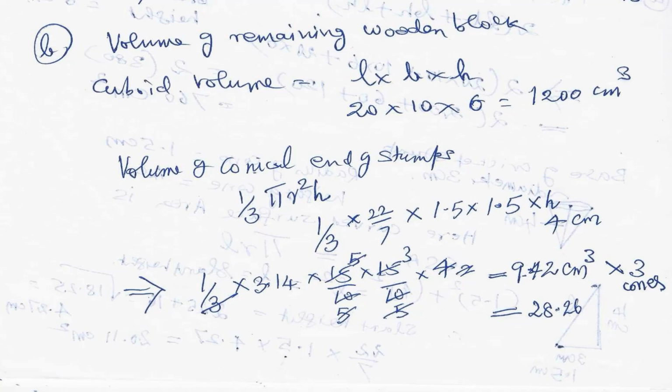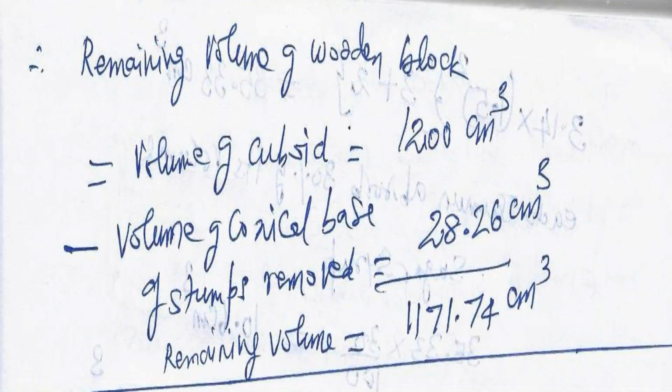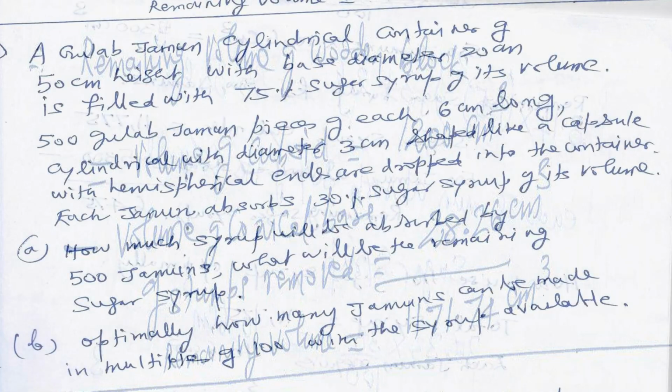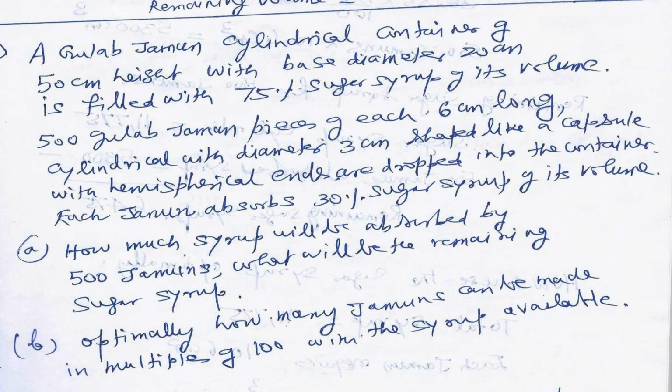Volume of conical end of stumps, there are 3 stumps. 1 by 3 pi r squared h multiplied by 3 cones gives us 28.26 centimeter cube. So volume of cuboid is 1200 centimeter minus volume of conical base of stumps removed, 28.26 centimeter cube. Then the remaining volume is 1171.74 cm cube.